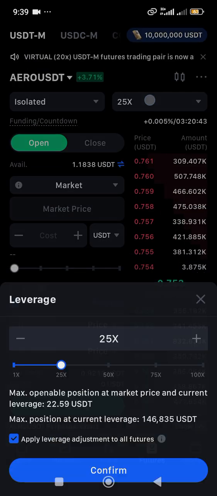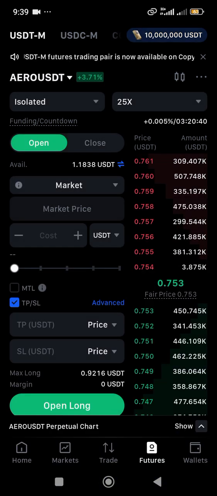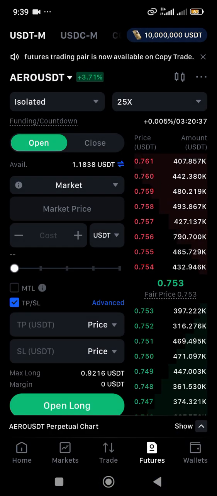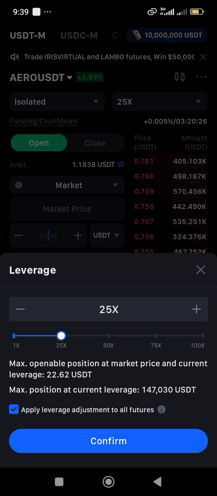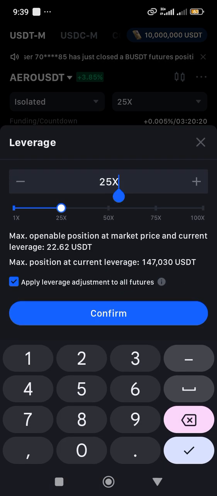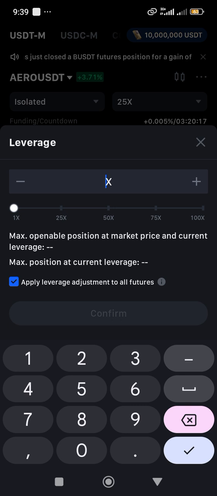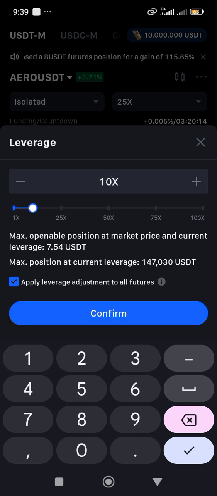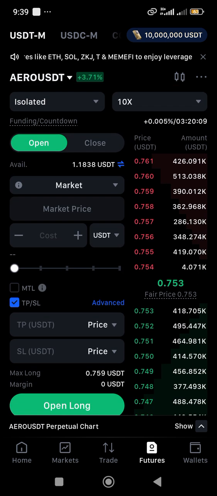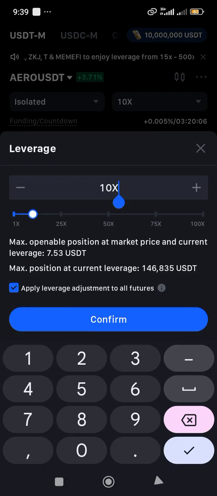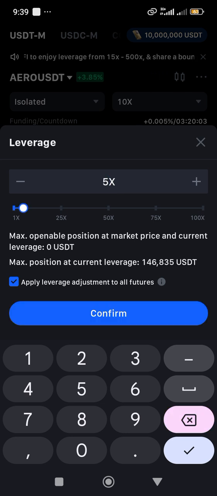You come here, and once you click on the leverage that is already there, how you know where your leverage is, you will see a number with an X in front of it. That shows you that is the leverage. Just click on it, clean the one that is there and put in what you want. Let's assume I want to use times 10 leverage. I will confirm it. You see times 10 is here. Or if I want to use times 5 leverage.